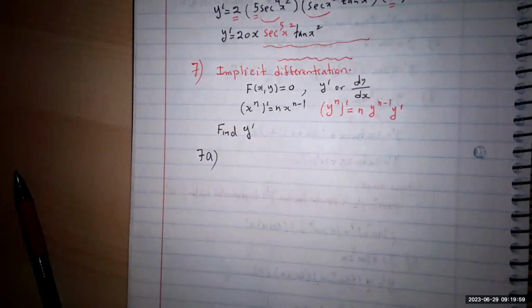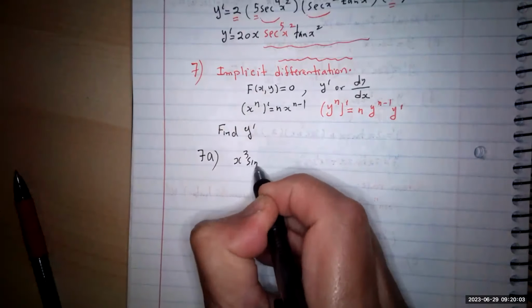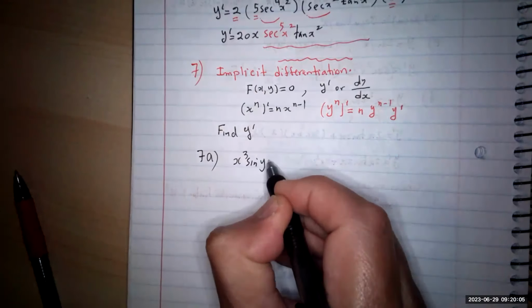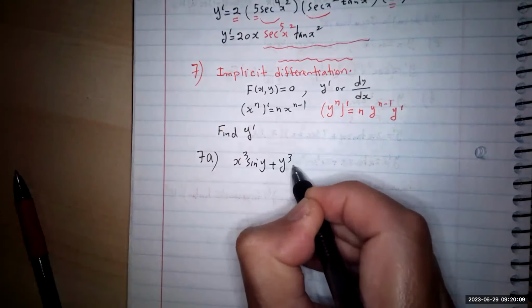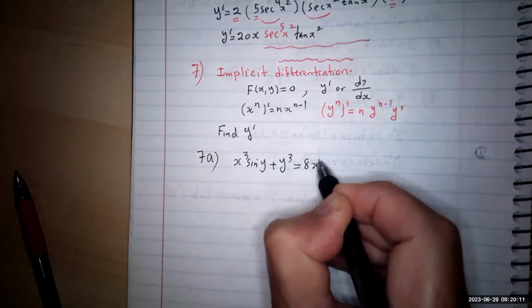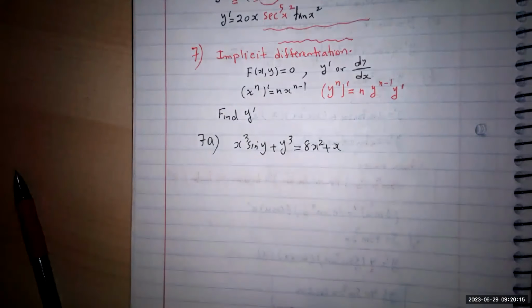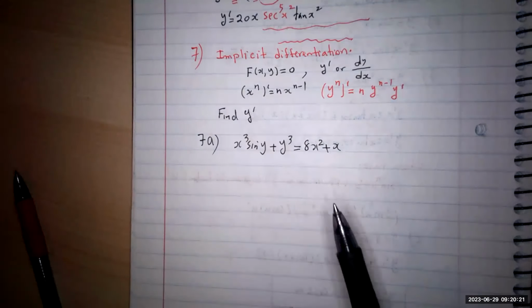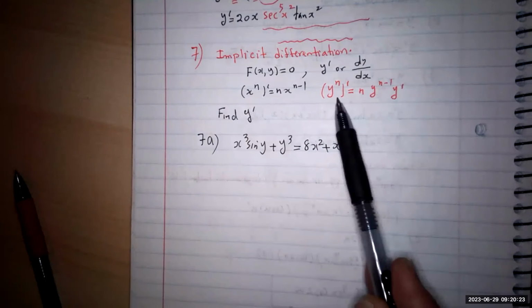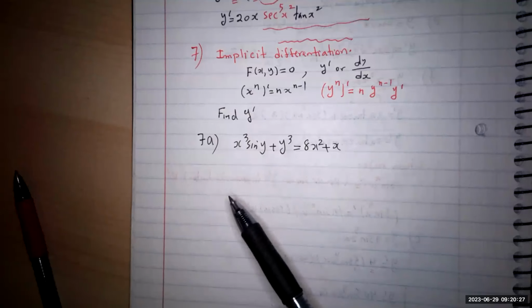The function is going to be x cubed. That's a tricky one, in fact. Sine of y, plus y cubed, and this is going to be equal to 8x squared plus x. That's a tricky one that we talk about. Okay, you differentiate: when we get to the x, use the power rule for the x and any other formulas. When we get to the y, remember y is a function of x. You have to use the chain rule.